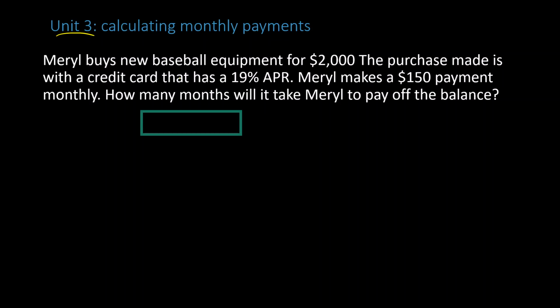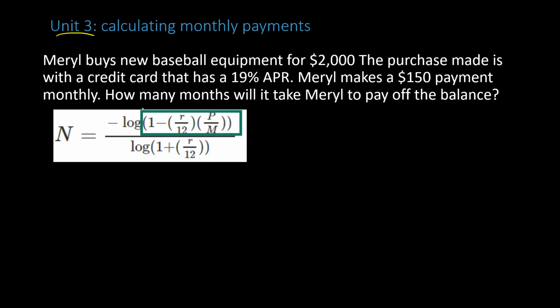So Meryl buys new baseball equipment for $2,000. The purchase is made with a credit card that has a 19% APR. Meryl makes a $150 payment monthly. So how many months will it take Meryl to pay off this balance? Now, our assumption here is that he's not adding anything else onto his balance, that he's just paying this off.